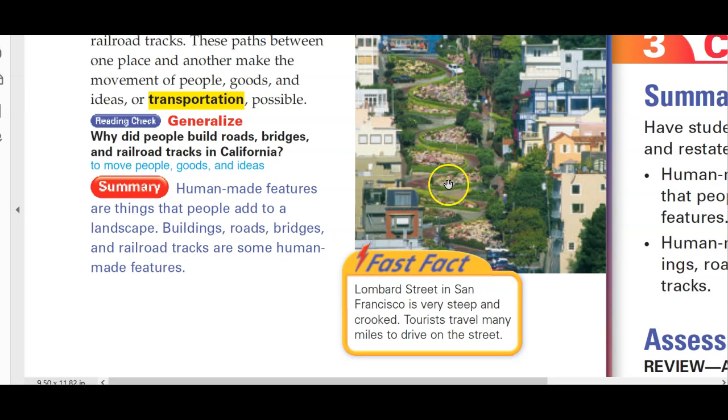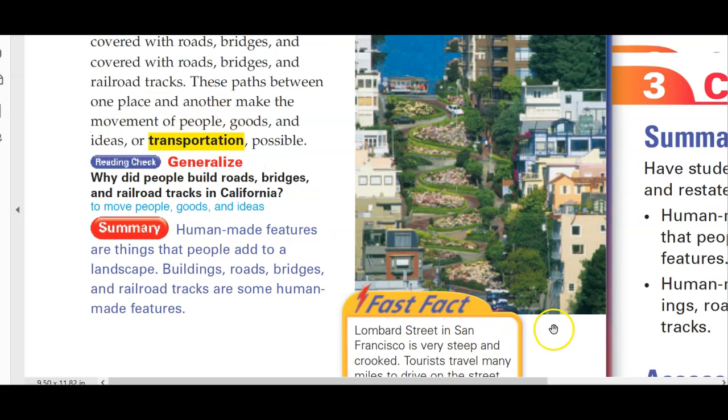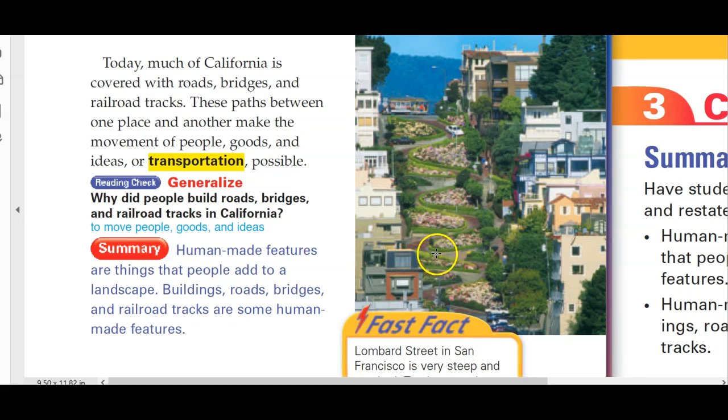And here's a fun fact of the picture that you see above. Lombard Street, that's what it's called. Lombard Street in San Francisco is very steep and crooked. Tourists travel many miles to drive on the street. And actually, I have been on it before.